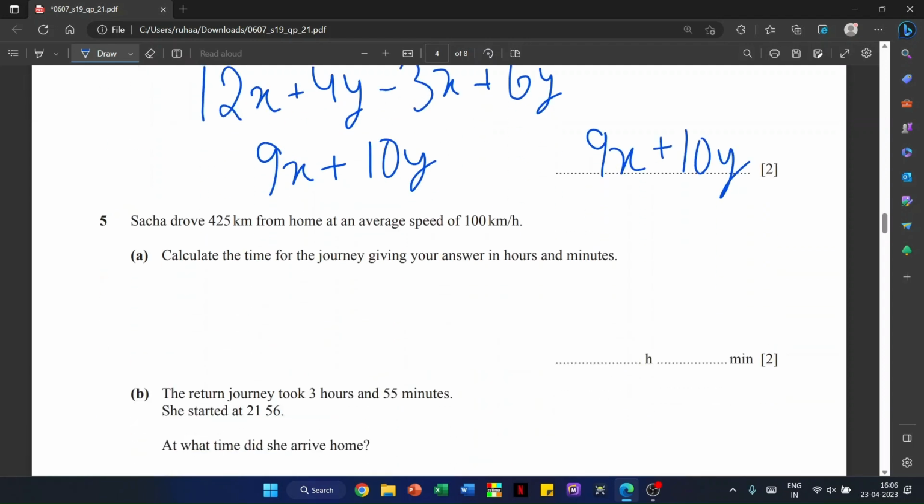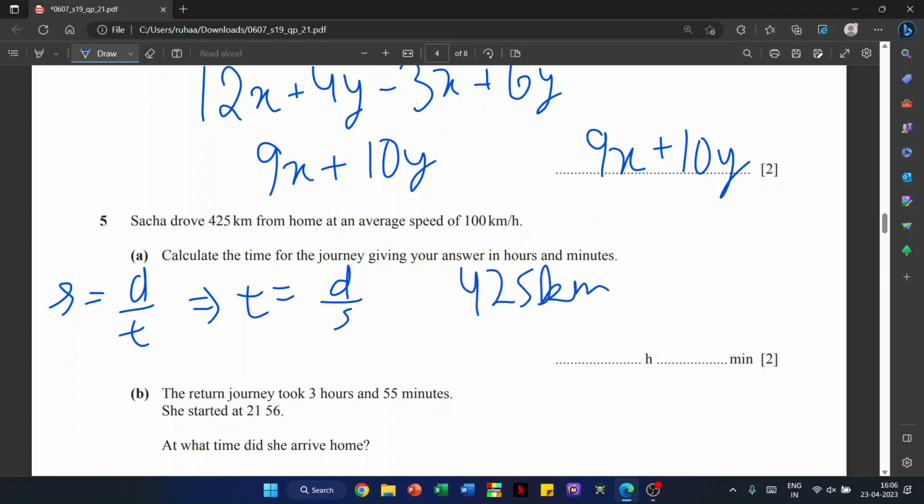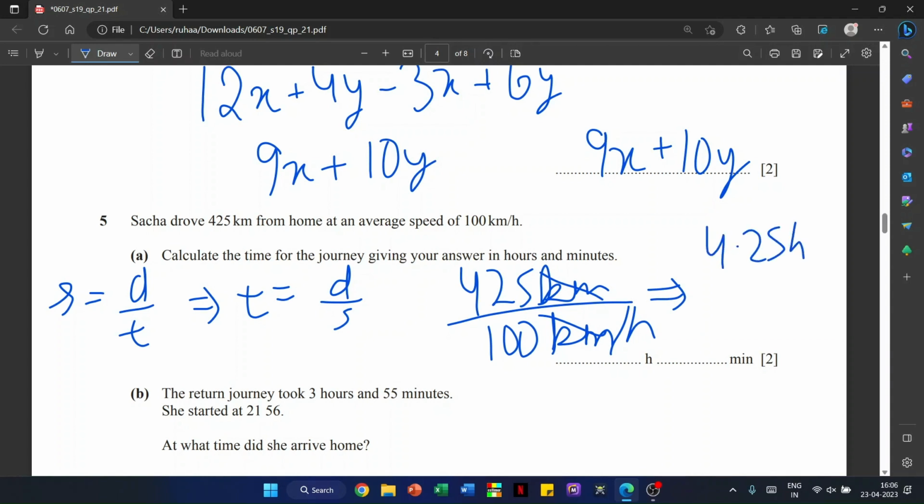Now, Sacha drove 425 kilometers from home at an average speed of 100 kilometers per hour. So calculate the time taken for this journey. The formula is simply speed is equal to distance by time. So time is equal to distance by speed. So we have to do 425 kilometers divided by 100 kilometers per hour. So the kilometers cancel out to give us hours. So this will be 4.25 hours.